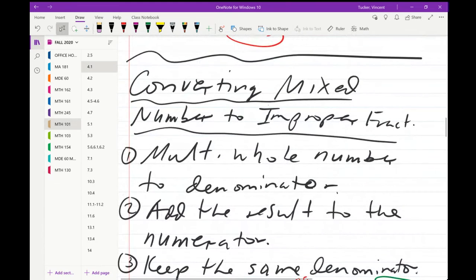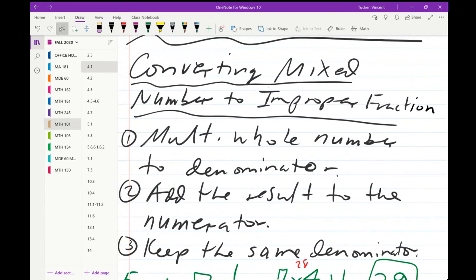All right. So next we're looking at converting a mixed number to an improper fraction. So we're going to multiply the whole number by the denominator, add the result to the numerator, and keep the same denominator.